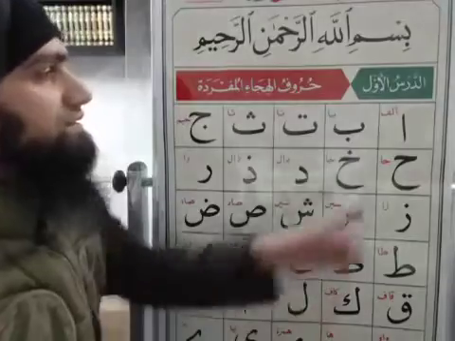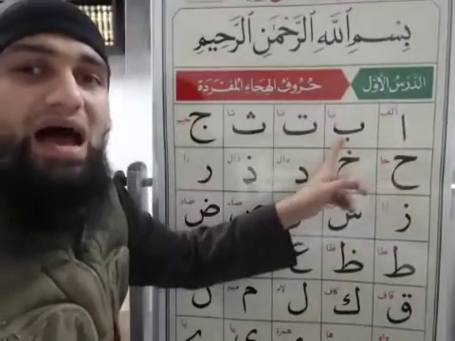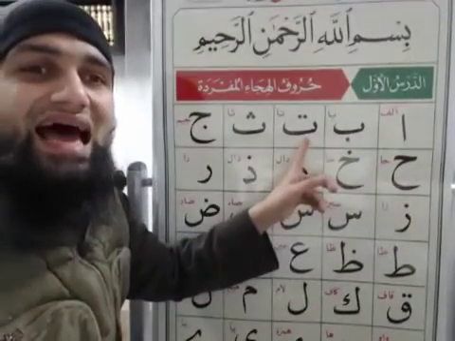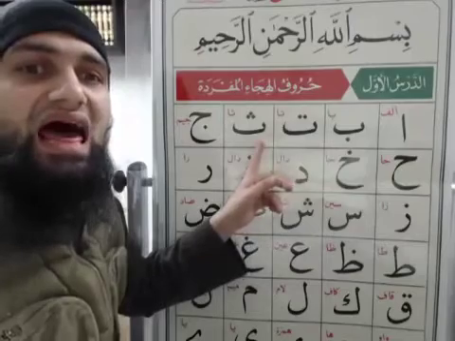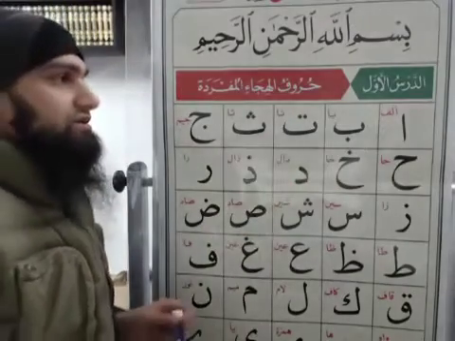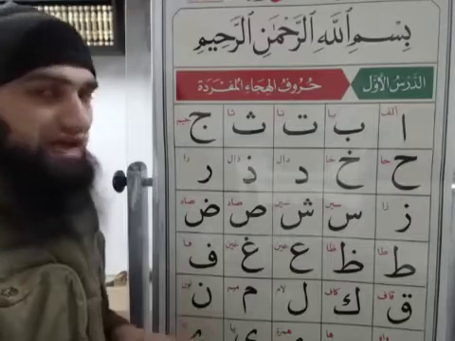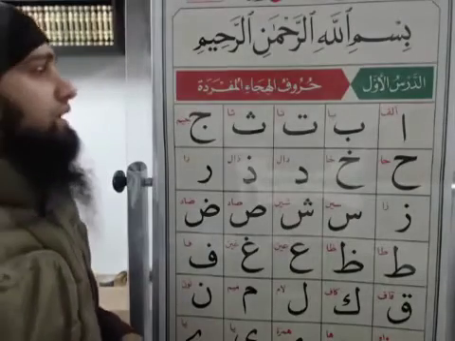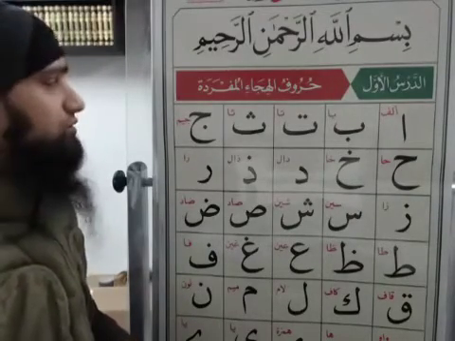Okay, alif, ba, ta, fa. Very good. So we got 4 letters down. Moving on to the next letter.